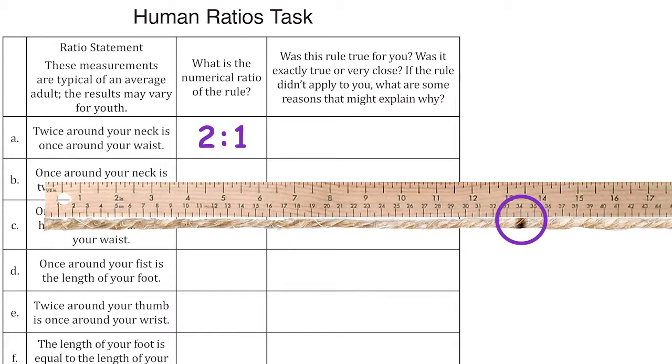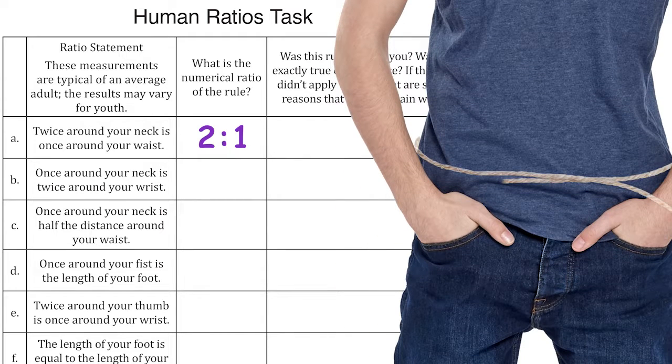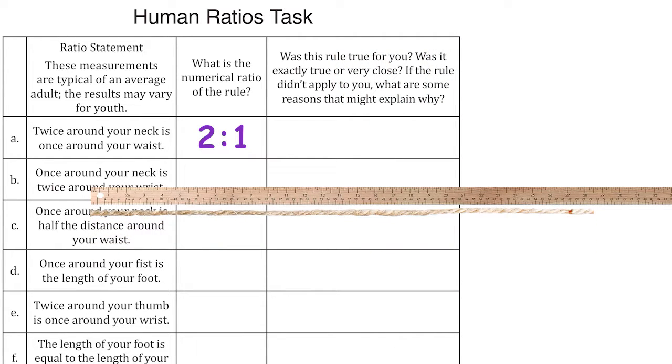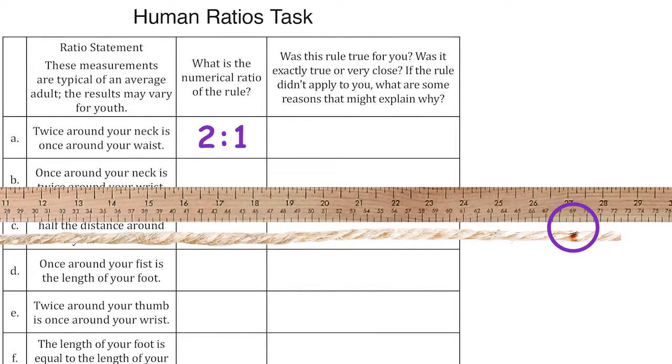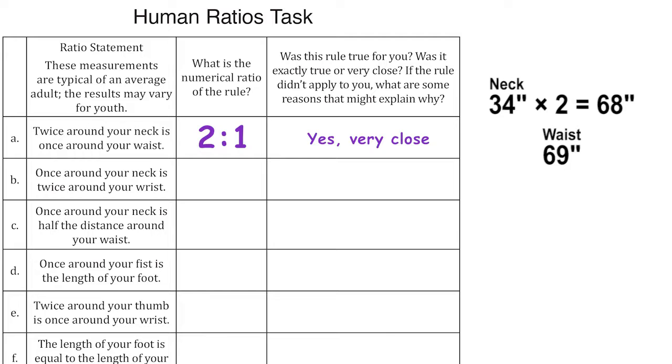The rule states to go twice or 2 times around the neck. If once around the neck was 34 centimeters, then twice would be 34 times 2 equals 68 centimeters. Now to measure the waist. Take the string and measure around the waist. Make a mark. Now place the string next to a ruler and see how long it is from the end of the string to the mark. The measurement was 69 centimeters. 69 centimeters is very close to 68 centimeters. So yes, the rule was true for this set of measurements.